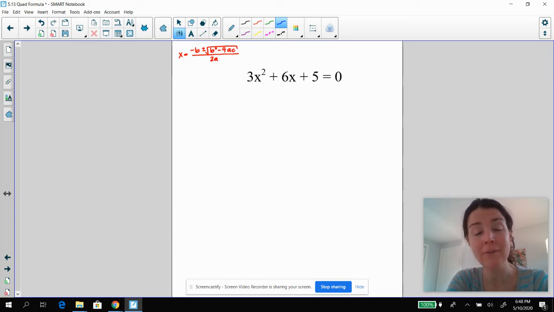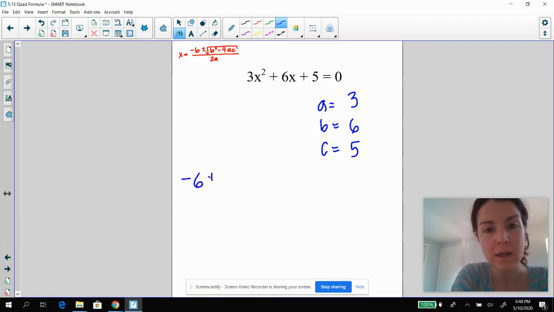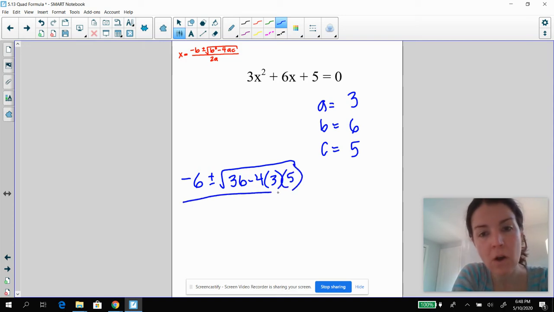So if I'm solving for x, I'm just going to write down what my a, my b, and my c are. So I get a is 3, b is 6, and c is 5. So here we go. -6 plus or minus the square root. 6 squared is 36 minus 4 times 3 times 5. And then it's all over 2 times 3.